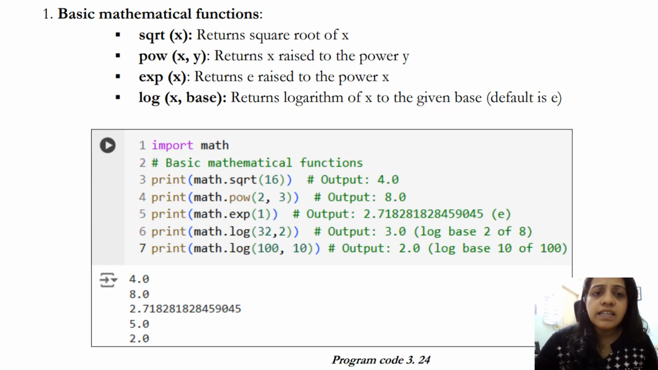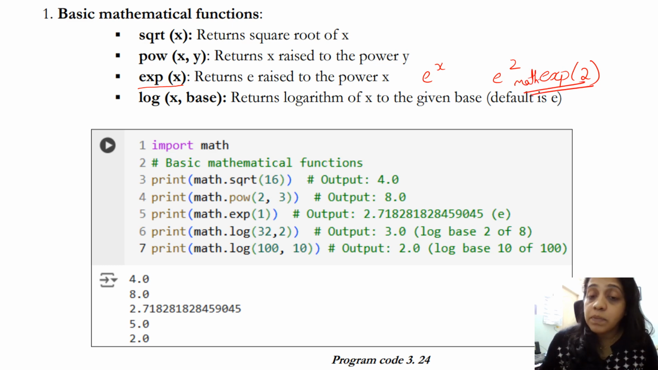Next, again different functions. We have covered all this, and then exponential, exp(x), will give the value of e raised to x. If I need e squared, math.exp of 2 will give this value. To print, you have to put a print before. You can see here e raised to 1, the e value, is shown here.